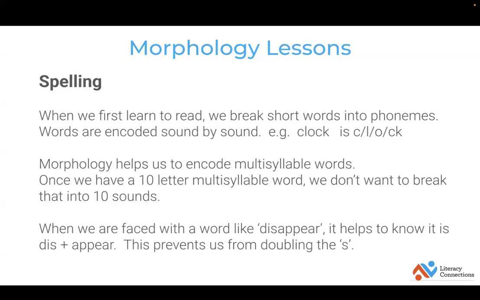But morphology is helping us to encode multi-syllable words. If we had a 10 or 12 letter multi-syllable word, we don't want to sit there breaking that down into 10 different sounds. It's not the most efficient way to do it. So if we are faced with spelling a word like disappear, it helps to know that it is the prefix dis plus appear. And the great thing with that is once you understand that, then you're never going to have that spelling error of a double S, because we've just literally got that word sum: dis plus appear. We don't need to double the S when we've added the prefix.